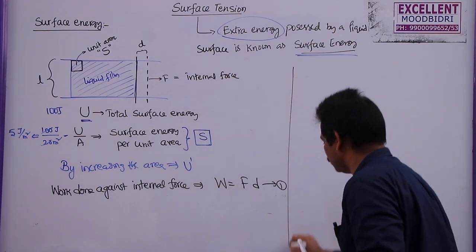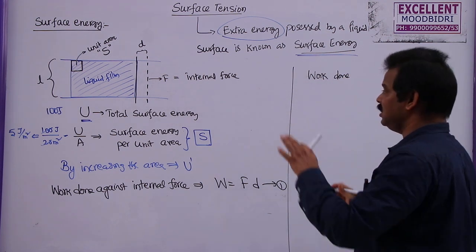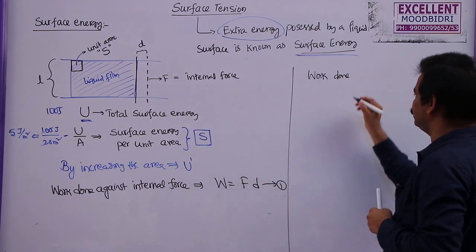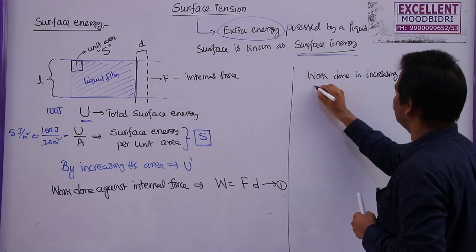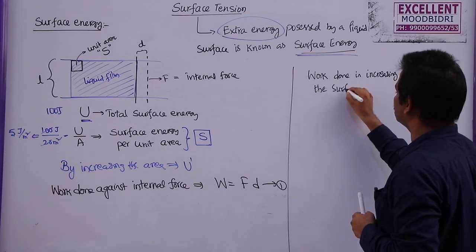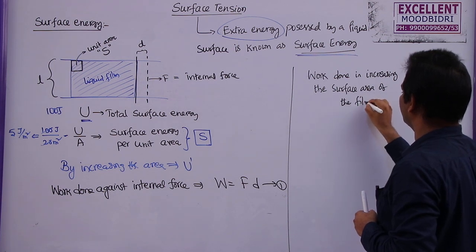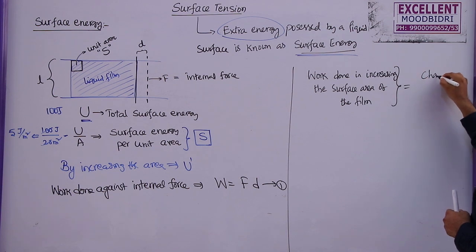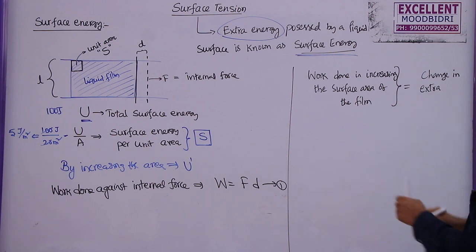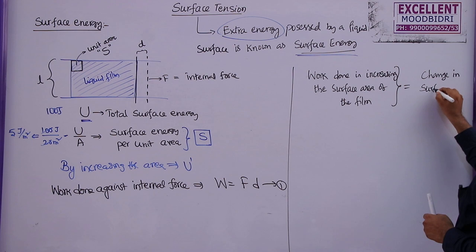So in this case I am going to write: work done in increasing the surface area of the film is equal to the change in that extra energy we call surface energy. So change in surface energy of the film.